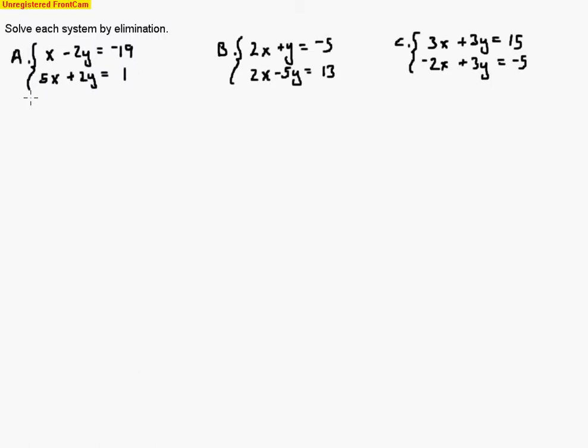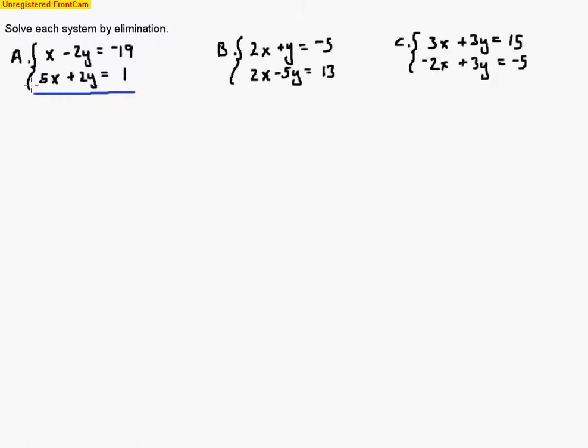And so in order to add them together to eliminate one of the variables, we need to have opposite signs but the same coefficient. So opposite coefficients, opposite signs, same number. So like we have here, a negative 2y plus a 2y, those will cancel out when I add these two equations together. And that's what I'm going to do here.